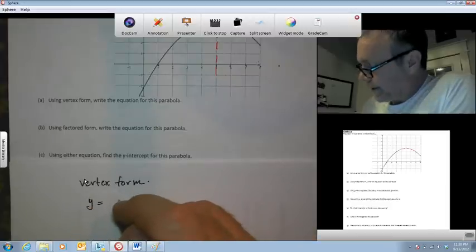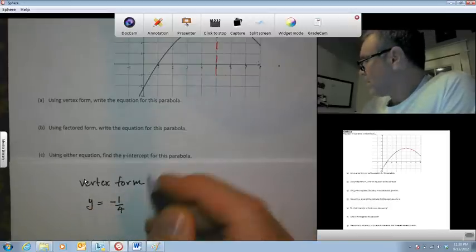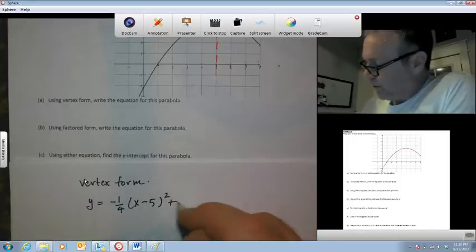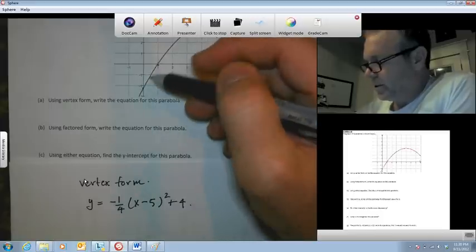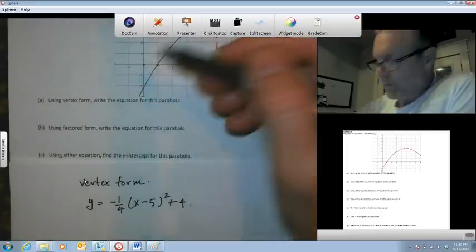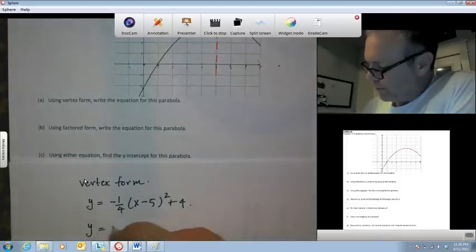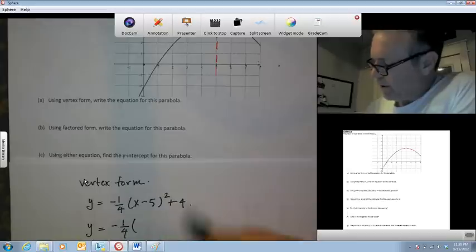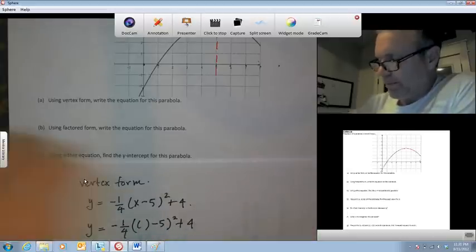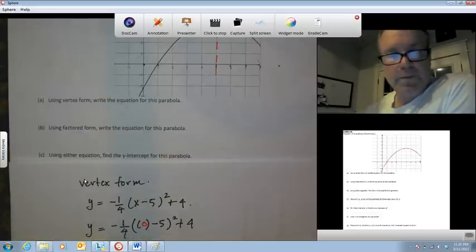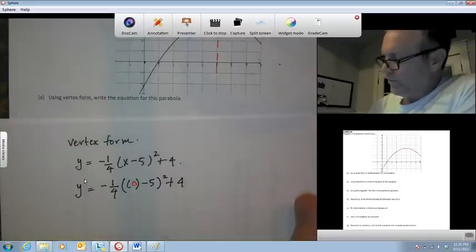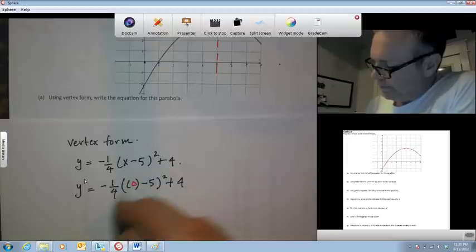And that was y is equal to negative 1/4 times the quantity x minus 5 squared plus 4. Find the y-intercept. We need to make that x 0. Rewrite the equation: x minus 5 squared plus 4. That x is 0, and then we're going to find the y.